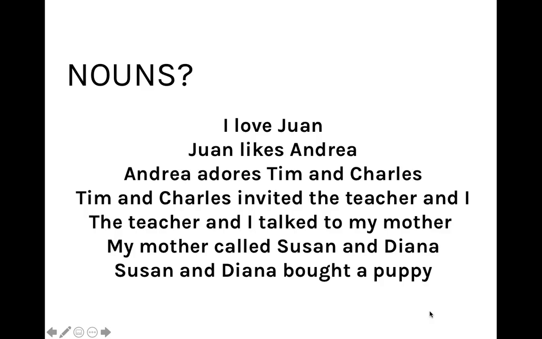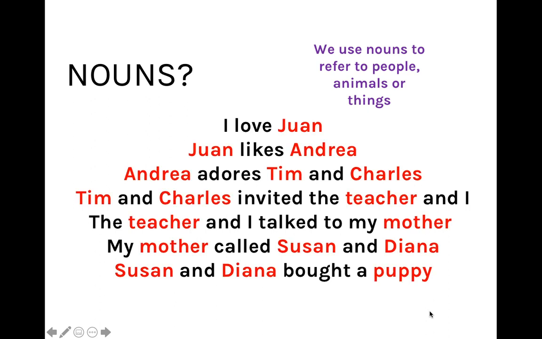But before we start talking about the verb, object, verb, we're going to review the parts of the sentence. So let's go with the first part. Do you remember what nouns are? Well, a noun is a word in English that is used to refer to people, things, or animals. Those are nouns. So let's see which ones are the nouns in these sentences.